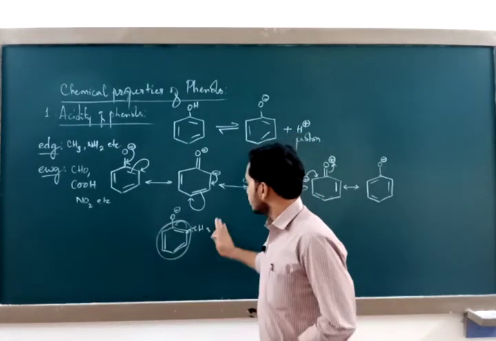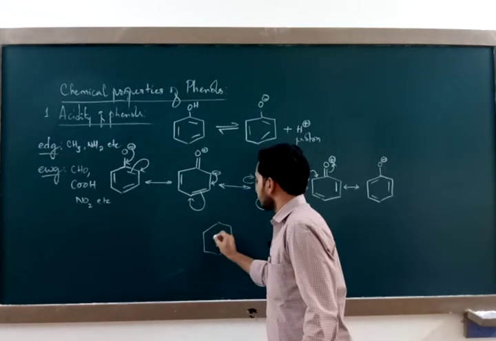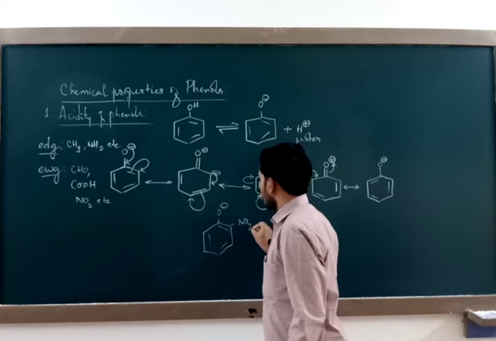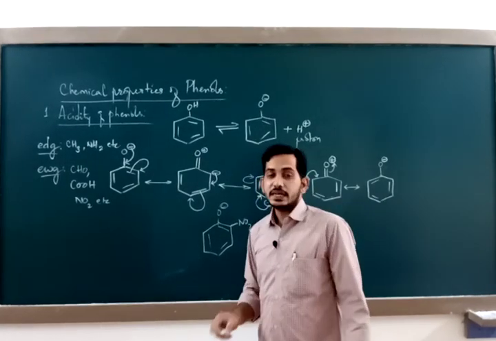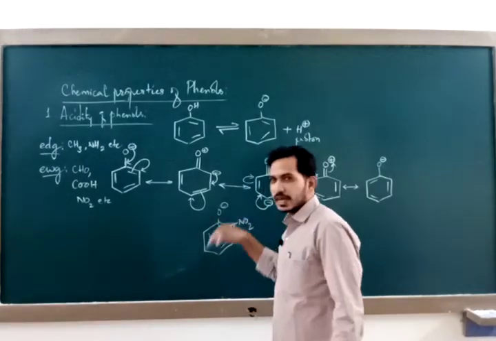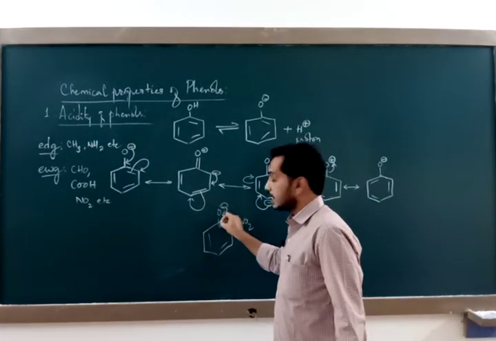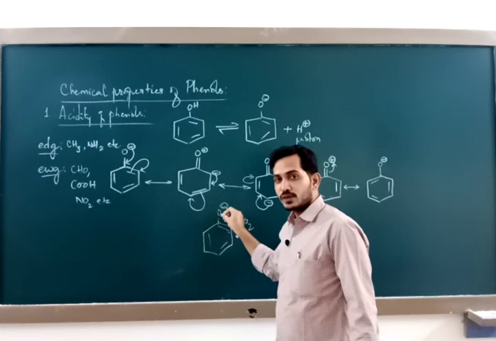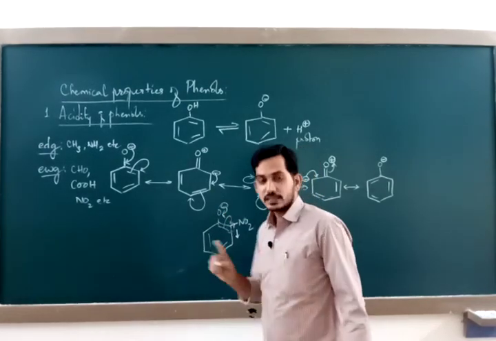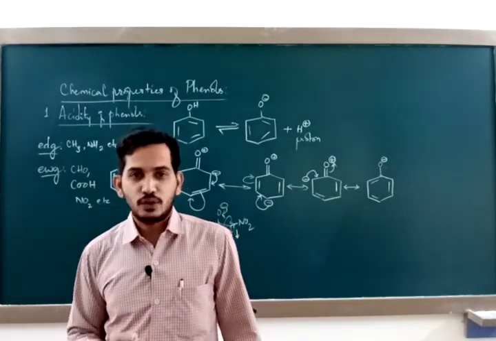If an electron withdrawing group is present, say if the same phenol is attached with an electron withdrawing group like nitro group. Nitro group, by virtue of its negative inductive effect, withdraws electrons. So, here you have less electron density, the electron density here decreases. So, benzene ring can easily accept electrons donated by oxygen. The same electrons can be easily transferred to this carbon. This happens when benzene is substituted by electron withdrawing group.